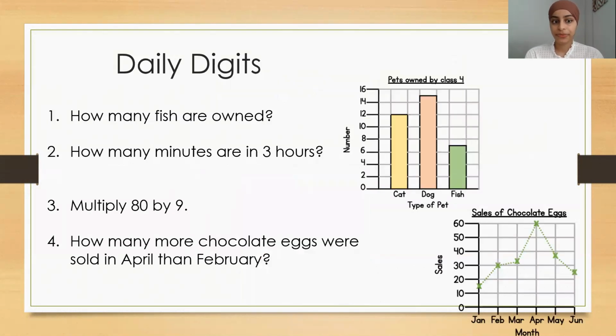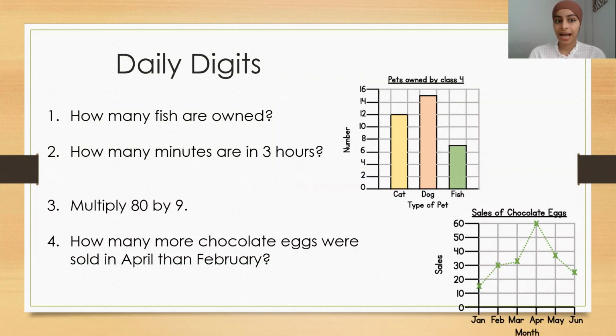Daily digits, number 1. How many fish are owned? There's a bar chart next to this question titled Pets Owned by Class 4. Use that to help you answer the first question. Number 2, how many minutes are in 3 hours? Number 3, multiply 80 by 9. And number 4, how many more chocolate eggs were sold in April than February? For this last question, have a look at the line graph next to it titled Sales of Chocolate Eggs. Those two go together. So press pause or rewind to have a listen to the questions again, answer them, and then press play when you're ready for the answers.